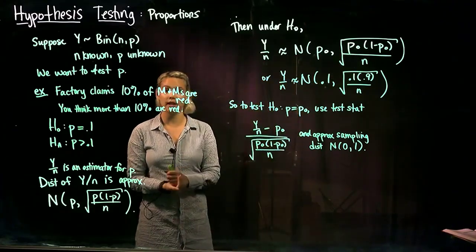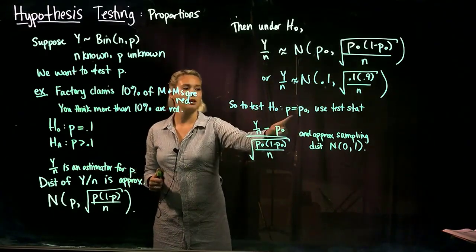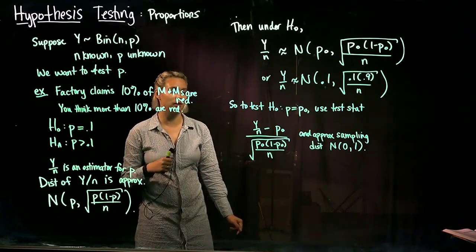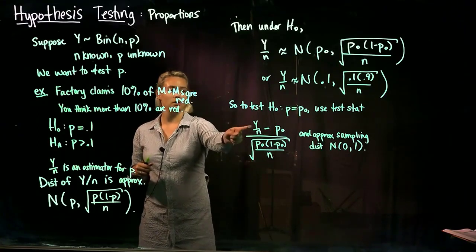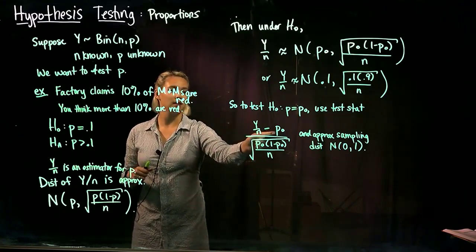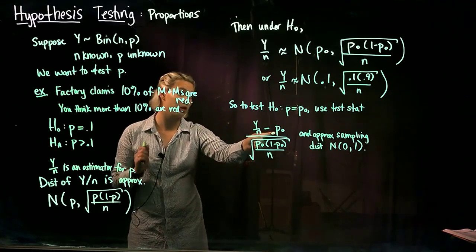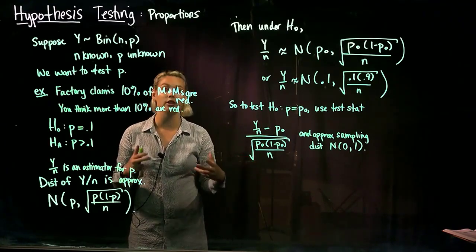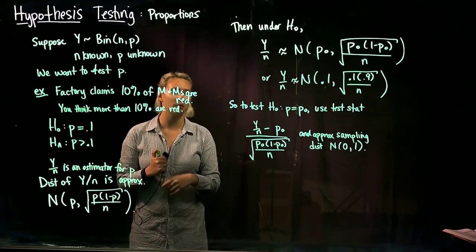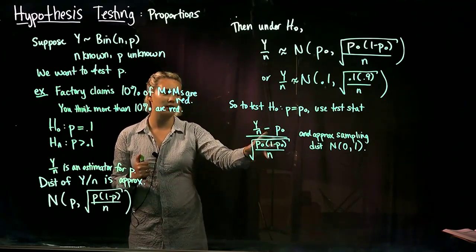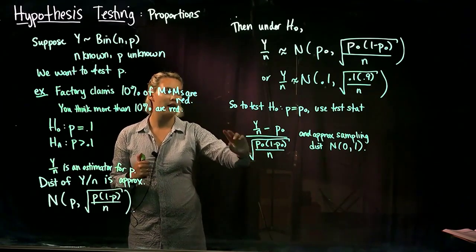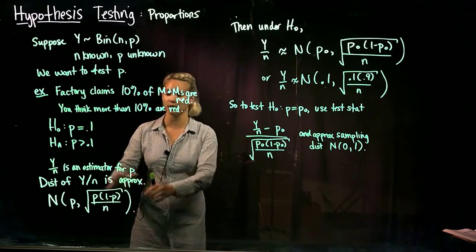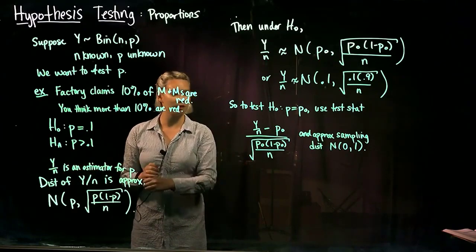All right, so if we want to test the null hypothesis that a proportion is equal to some value p naught, we're going to use this test statistic: sample proportion minus the value of the proportion under the null hypothesis, divided by the standard error under the null hypothesis. So remember, we calculate our test statistic under the null hypothesis, and then we use the approximate sampling distribution, standard normal, because that's what's given here.